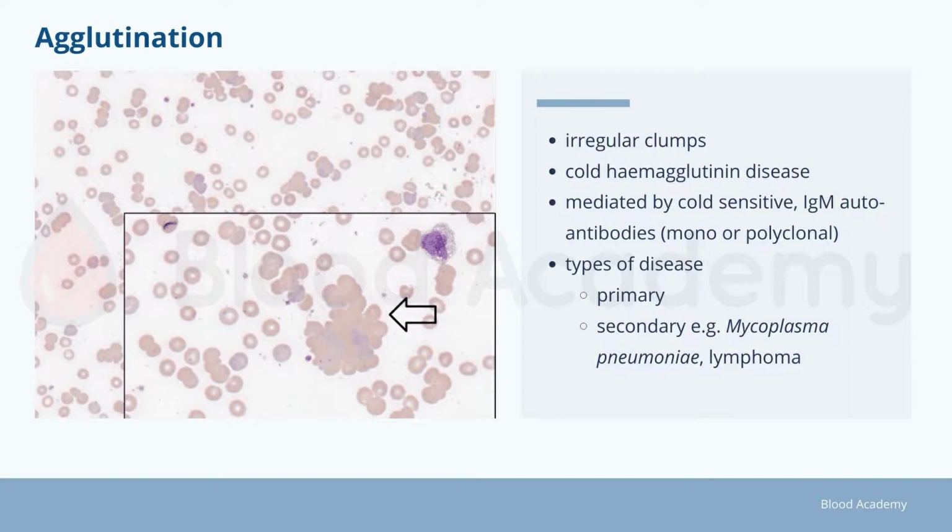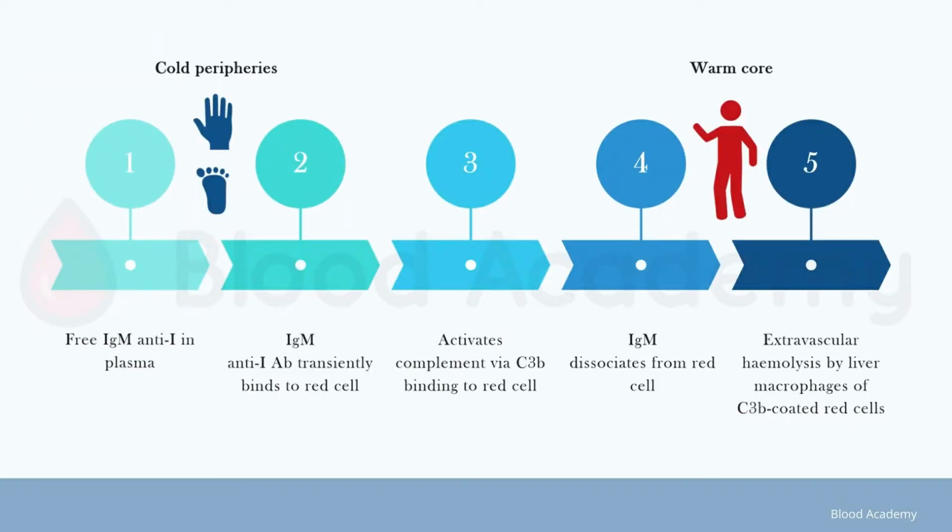CHAD can be secondary to infections such as Mycoplasma pneumoniae and lymphoma, or be referred to as primary disease arising from an unknown cause. In the cold peripheries of the body, free IgM autoantibodies in the plasma transiently bind to the red cell, activating complement. When the red cell bound with antibody enters the warm core of the body, the antibody dissociates from the red cell, and extravascular hemolysis occurs. In CHAD, the direct antiglobulin test, or DAT, is usually positive for C3d.